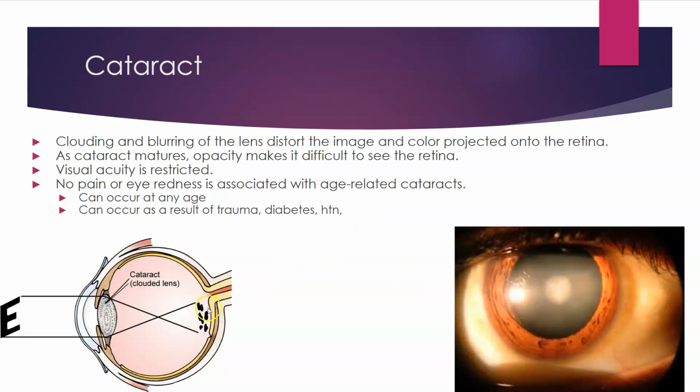Cataracts is clouding of your vision, and so this is blurring of the lens. So clouded lens, and then of course your image is going to be distorted on the back of this. Can be from lots of different stuff. Trauma, diabetes, and hypertension are some of the main causes of this, though. More common as you get older. So there are some age-related cataracts, but realize it can happen at any age.